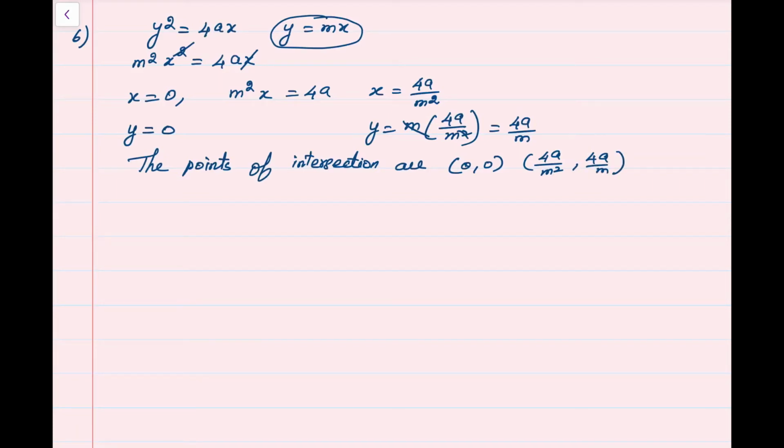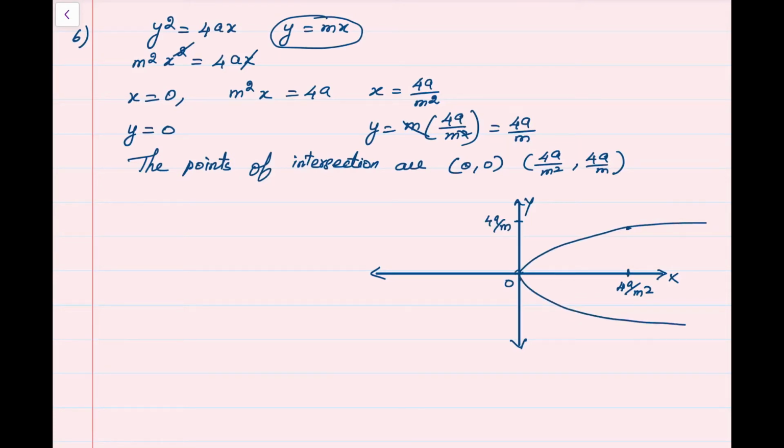And this parabola is a right side parabola. 4a divided by m square, 4a divided by m. Let us complete the parabola. This is y square is equal to 4ax, and the line passes through these 2 points, and the equation of the line is y equal to mx. We have to find the region between these two. The limit line is this.